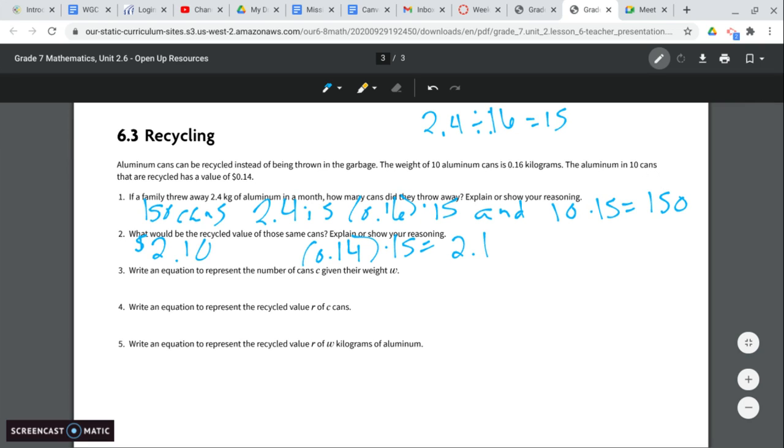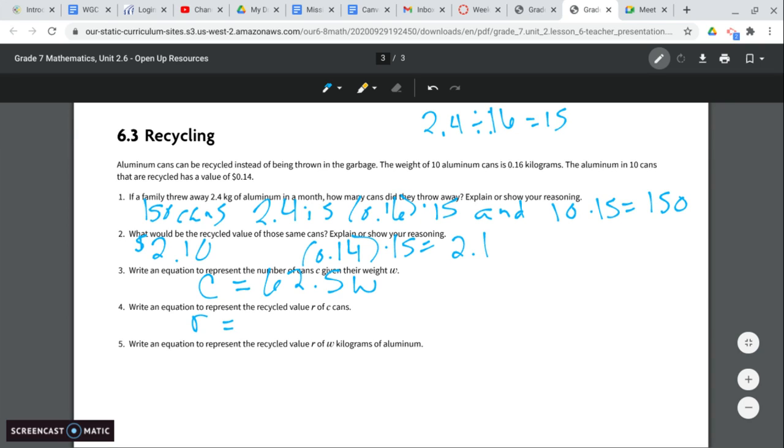All right, write the equation to represent the number of cans C given their weight W. So C equals, if we're looking at it in terms of weight, 62.5W. Write the equation to represent the recycled value R of C cans.